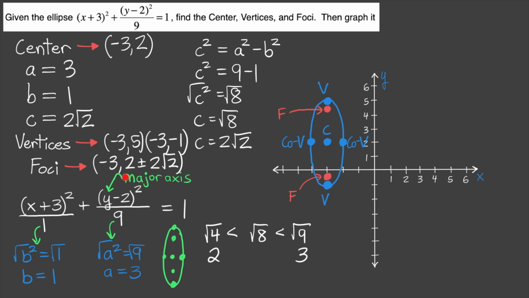All right, so we have found all the 3 things that you asked for, the center, vertices, and foci, all over here on the left, and then we have graphed our ellipse.